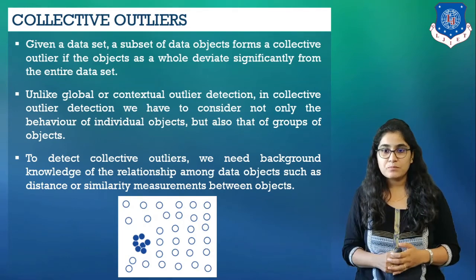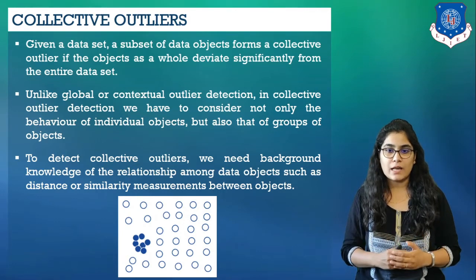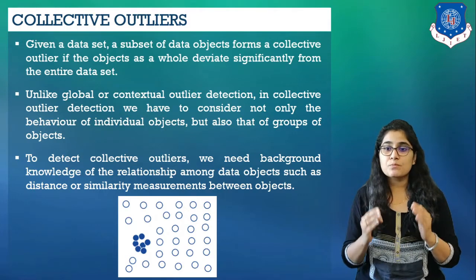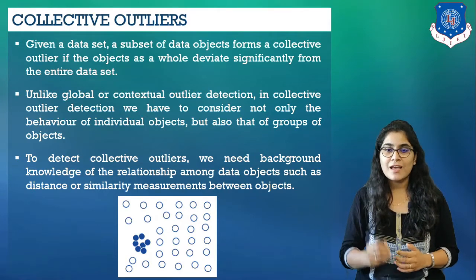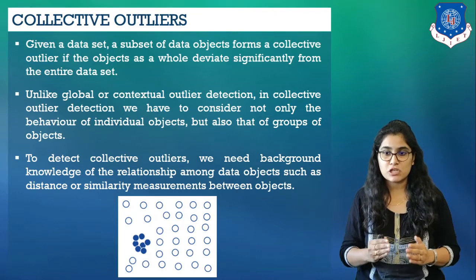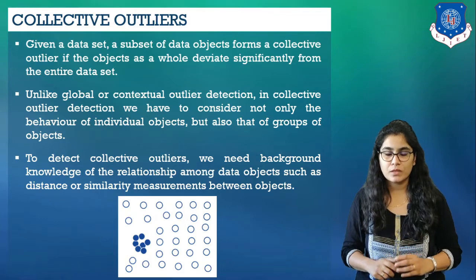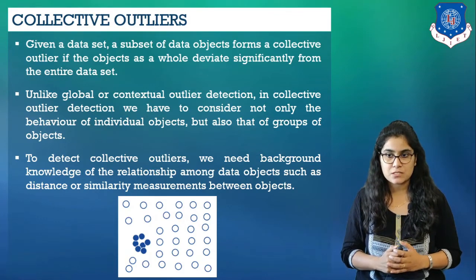In the given figure, the blue objects as a whole form a collective outlier because the density of those objects is much higher than the rest in the data set. However, every blue object individually is not an outlier with respect to the whole data set. Collective outlier detection has many important applications.